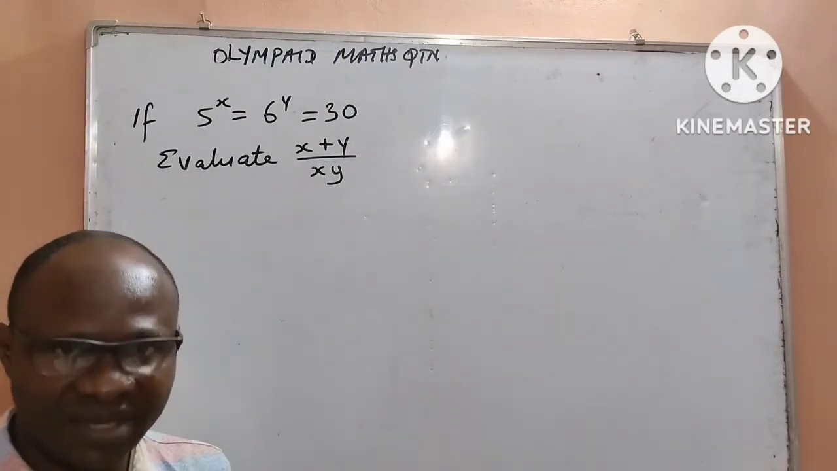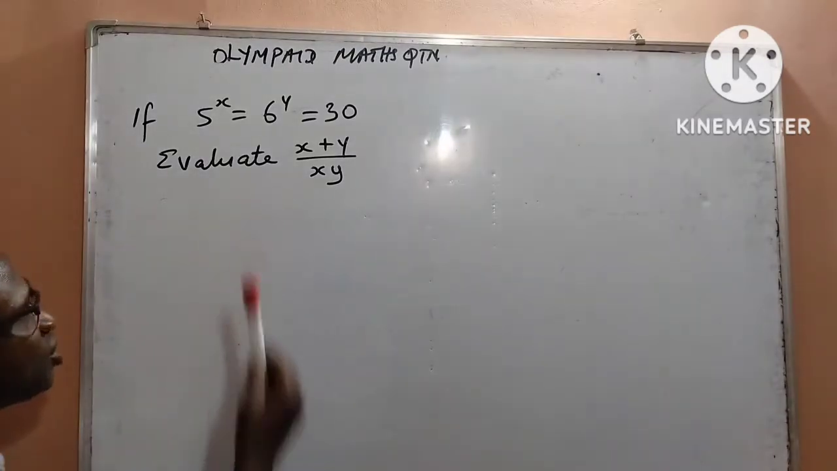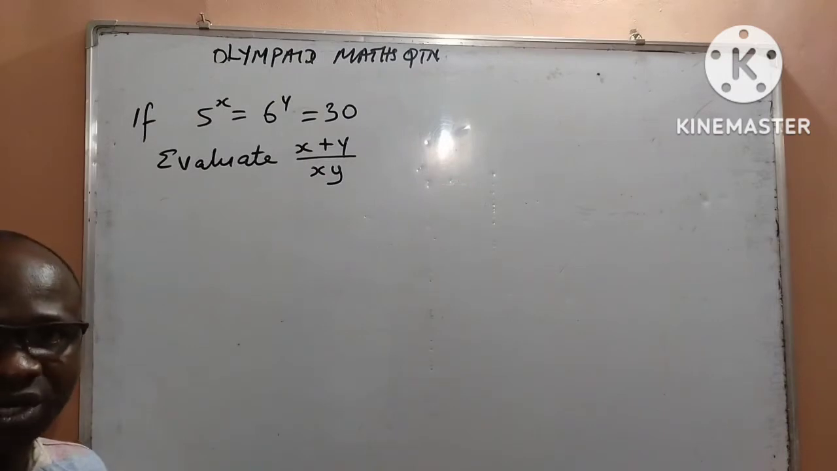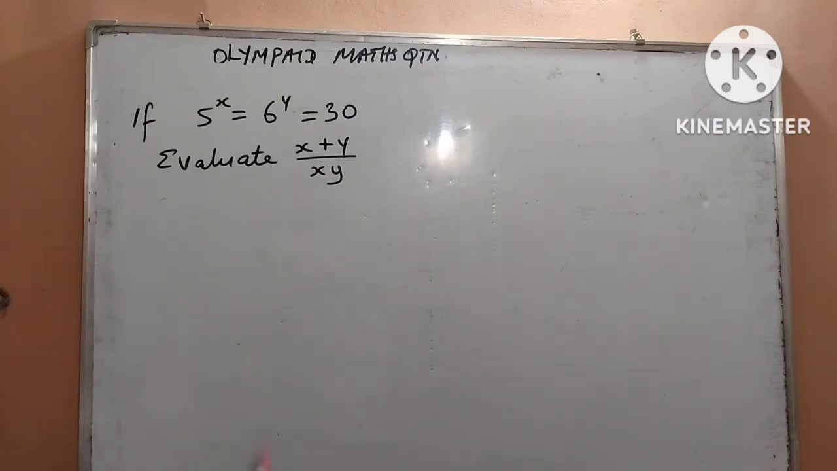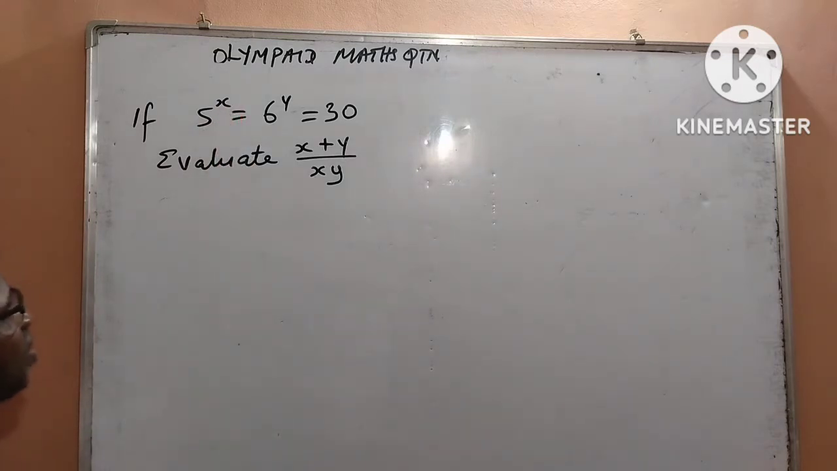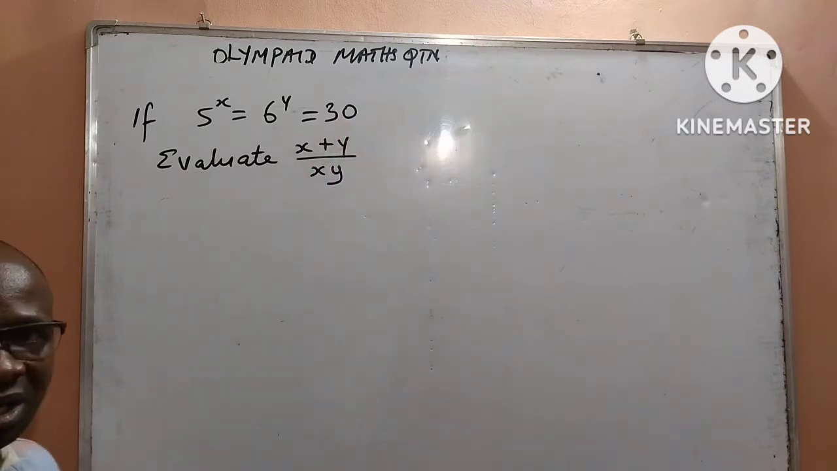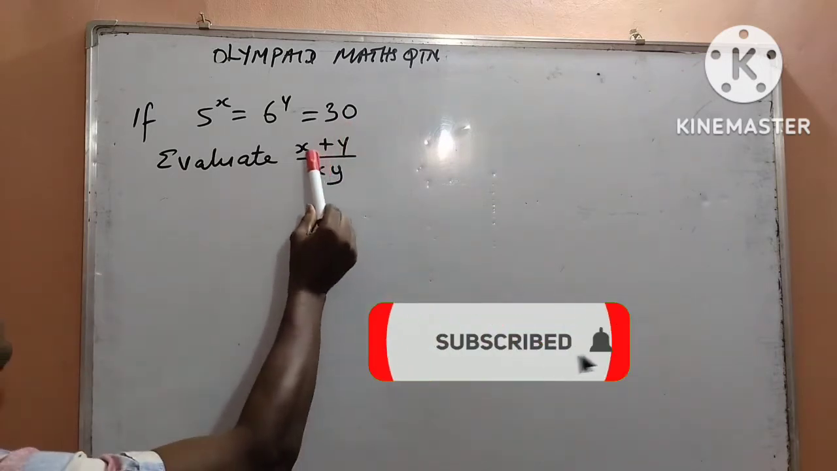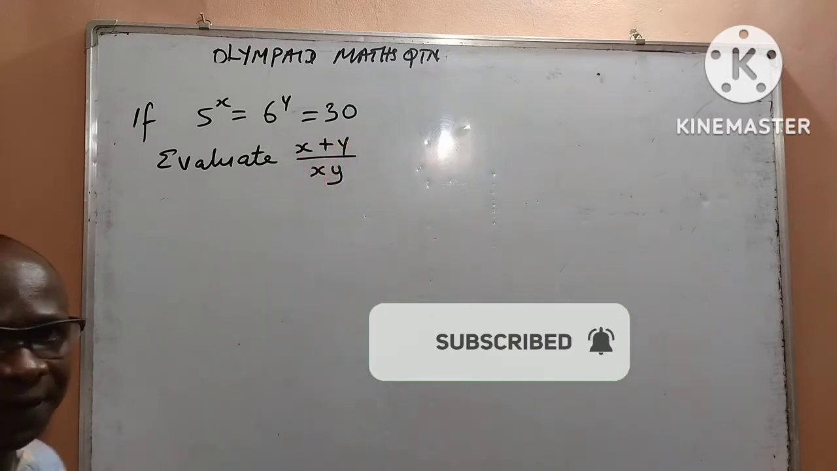In today's math class, we shall be solving the question that is on the board, and it is an Olympiad mathematics question. In the question, we are given that if 5 to the power x is equal to 6 to the power y, and it is also equal to 30, then we should evaluate the value of (x + y) over xy.